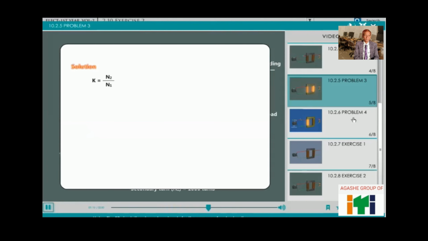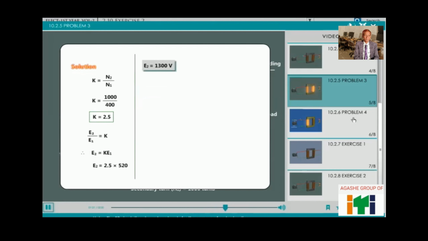Solution: E2 by E1 is equal to K. Therefore, E2 is equal to K E1. E2 is equal to 2.5 into 520. E2 is equal to 1300 volts. E1 is equal to 4.44 f N1 Bm A.